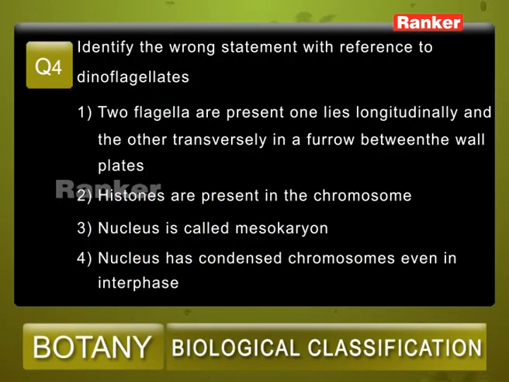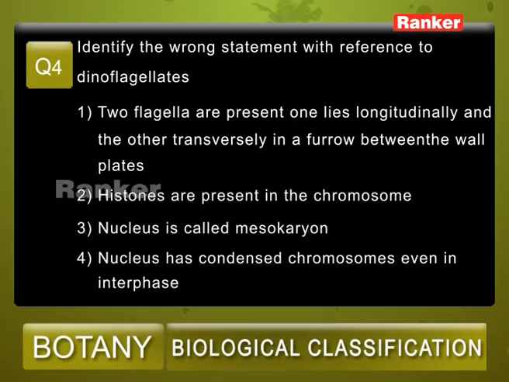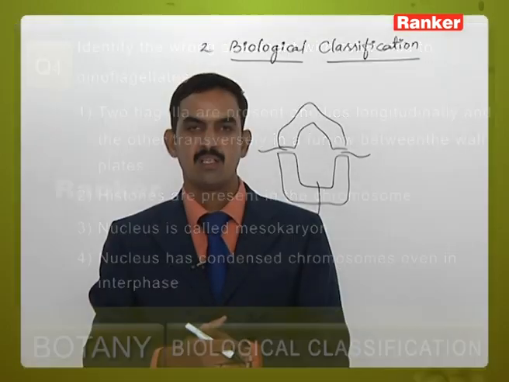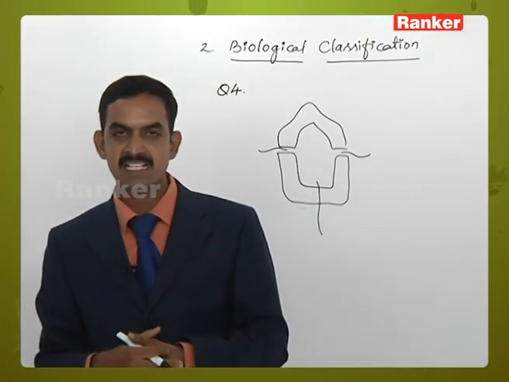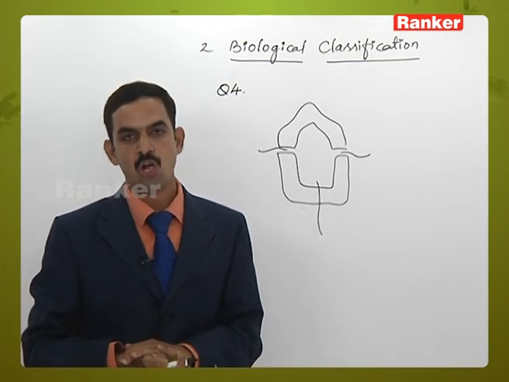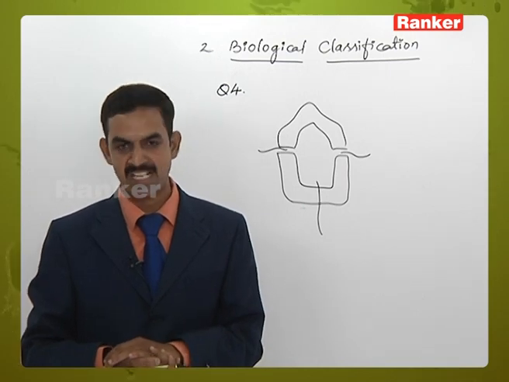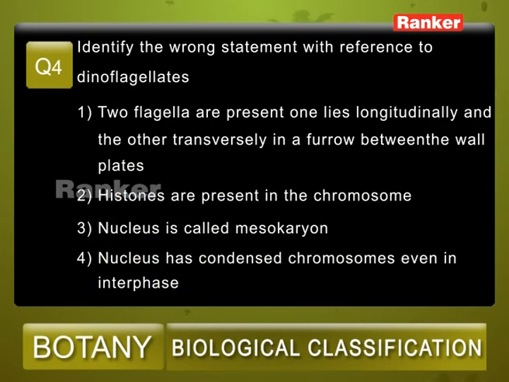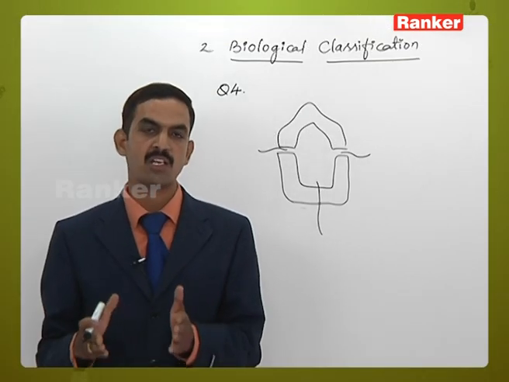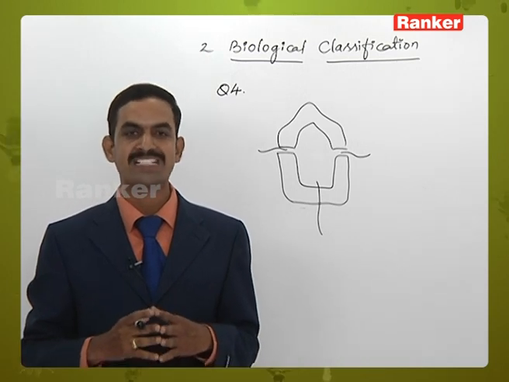Third option, nucleus is called mesokaryon. There is a speciality in the nucleus or chromosomes of the dinoflagellates, that is, the chromosomes are condensed in the interphase also. So that nature is called mesokaryon nature. Fourth option, nucleus has condensed chromosome even in interphase. So the fourth option is giving the description of the third option, that is mesokaryon.